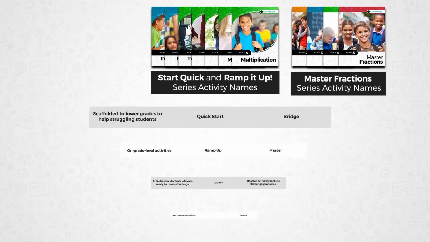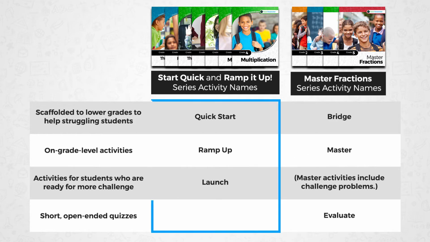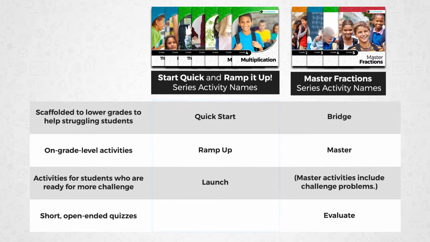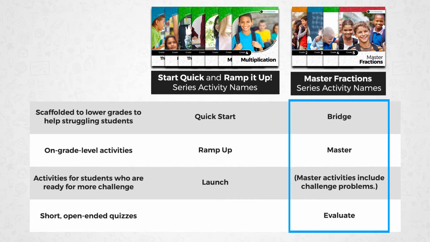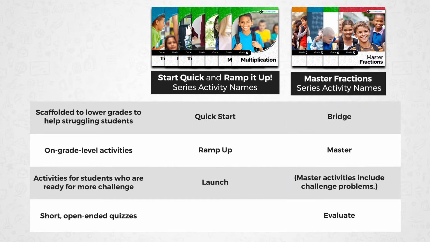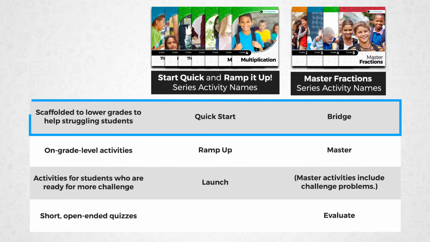The Start Quick and Ramp It Up series is made up of activities that address the student expectations that students often get stuck on. They're slices of instruction to address very targeted needs. The Master Fractions series is intended to be all of the needed fraction instruction from start to finish for any given grade level. Both book series contain activities to remind students about prior grade level learning. You might choose to use them with the whole class at the beginning of the unit, but they can also be used during intervention to solidify prior grade level learning.